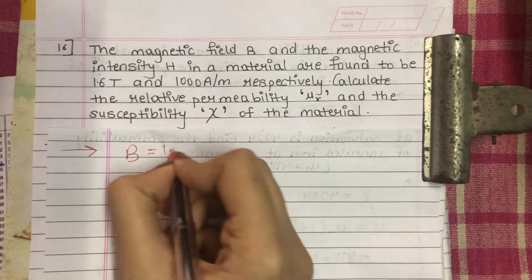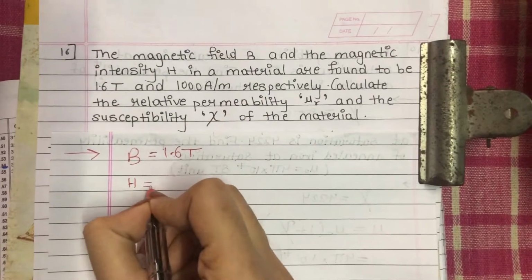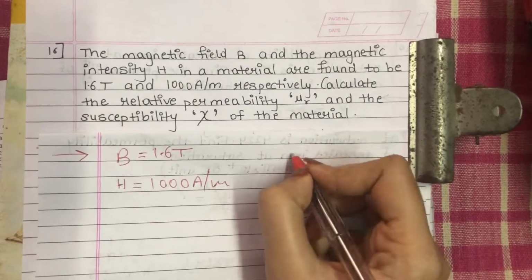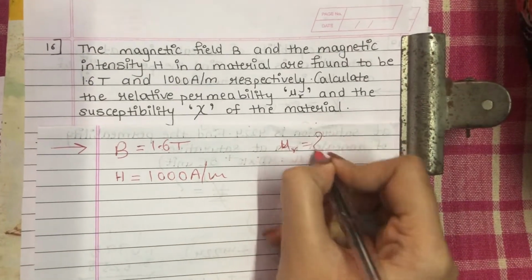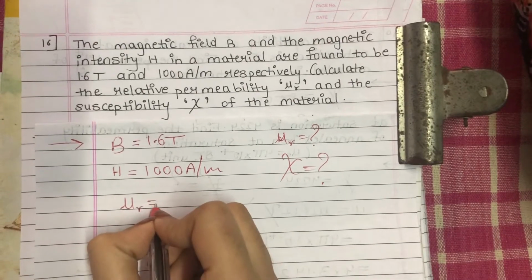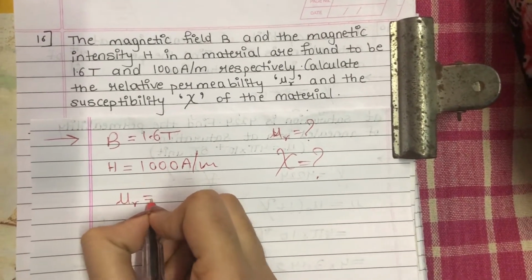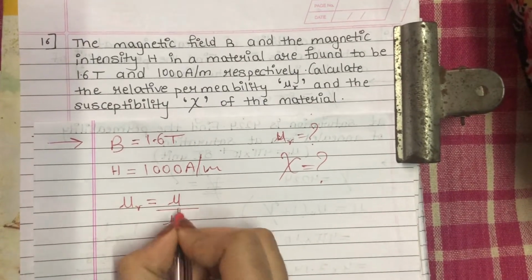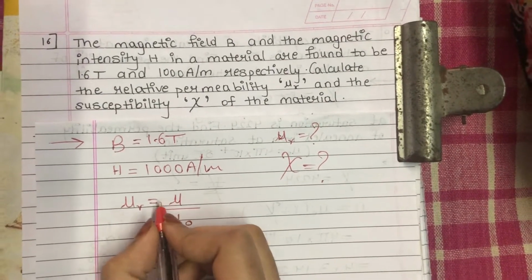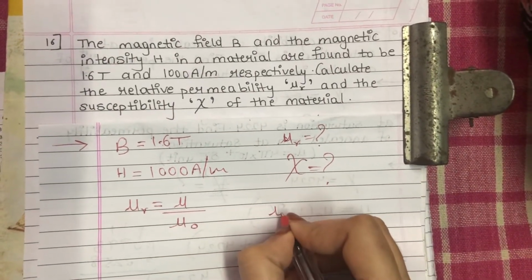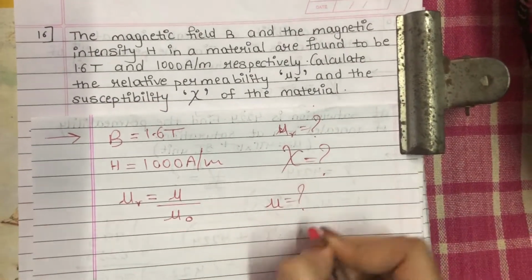So your magnetic field is 1.6 Tesla and magnetic intensity is 1000 ampere per meter. Calculate the relative permeability, that is mu r, and susceptibility, that is xi. We all know that, or if you have studied theory part properly, then this is the formula: mu r is equal to mu upon mu naught. So we will have to calculate mu first.